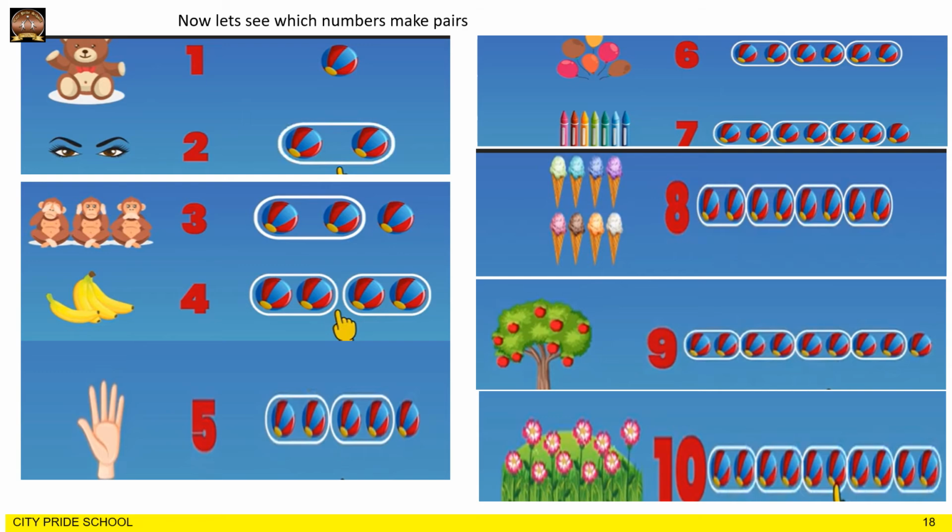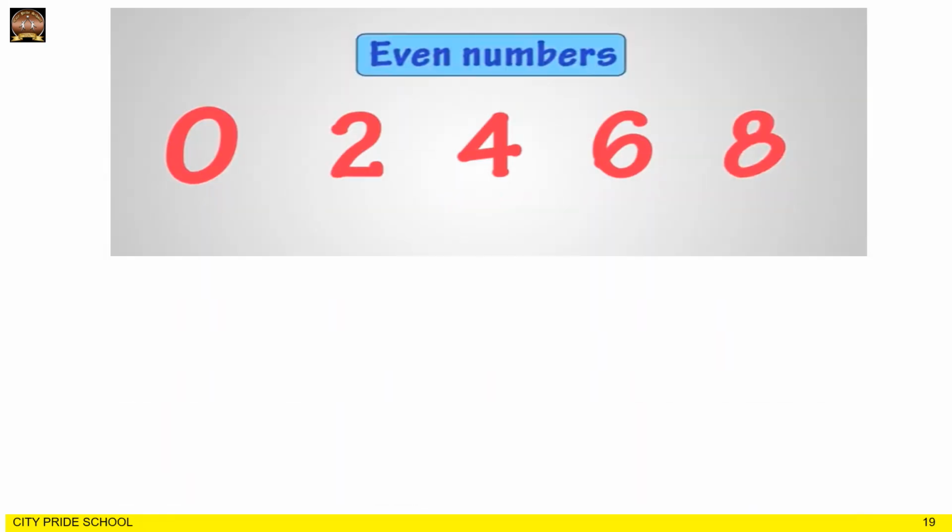Okay. Now let's see even numbers. Even numbers are those numbers which are 0, 2, 4, 6 and 8. Now 2 is already in a pair. 4 also can be paired. Just now we saw the balls, right? 6 can be paired and 8 also can be paired. So all these numbers are even numbers. Okay.